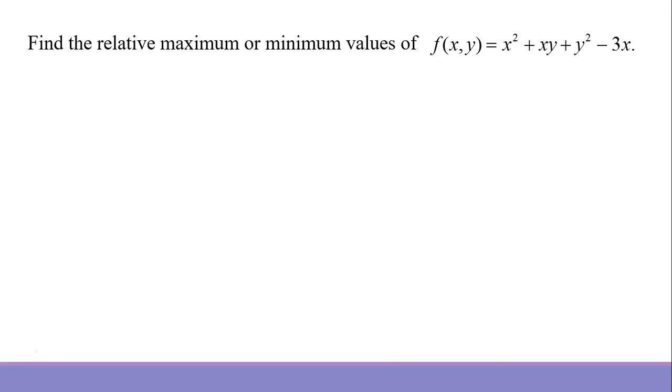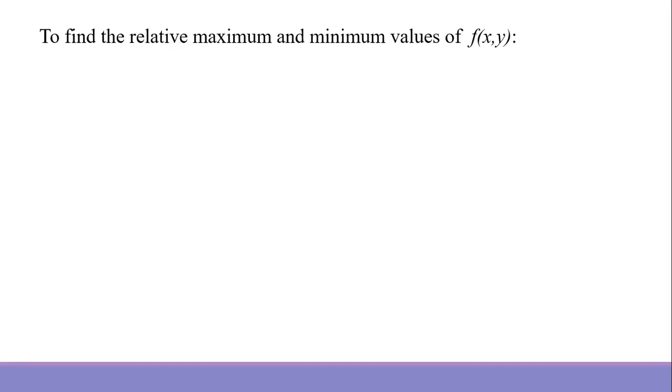Now we're going to look at a function that has two independent variables and see how we can also use derivatives to find the relative maximum or relative minimum values. It's a slightly more complicated process, so let's just look at the steps we'll need to take before we actually try to find those values.